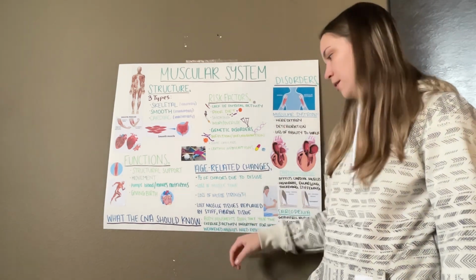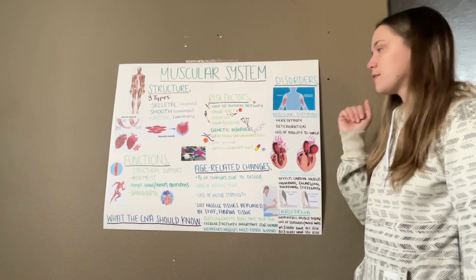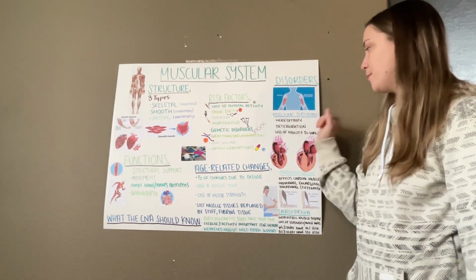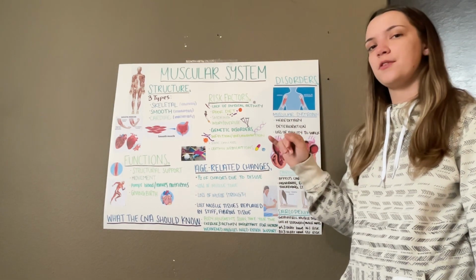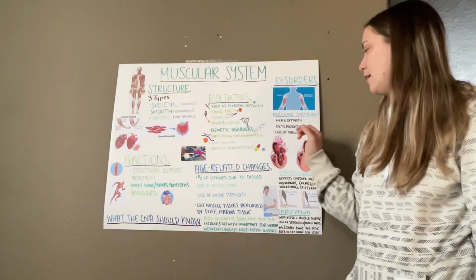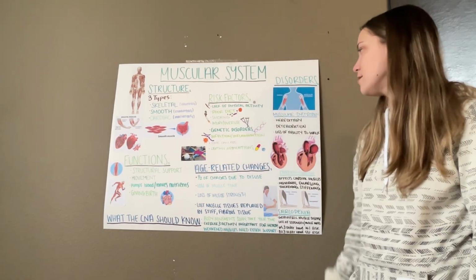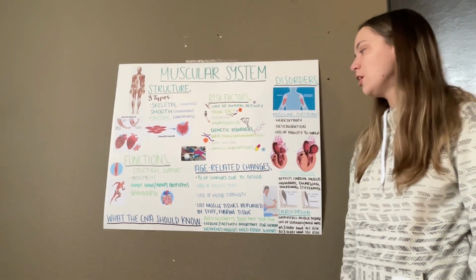So certain disorders that are part of the muscular system, the 3 most common ones, muscular dystrophy, like I said, that one's hereditary. It is going to be more of a genetic factor that causes the dystrophy to occur.